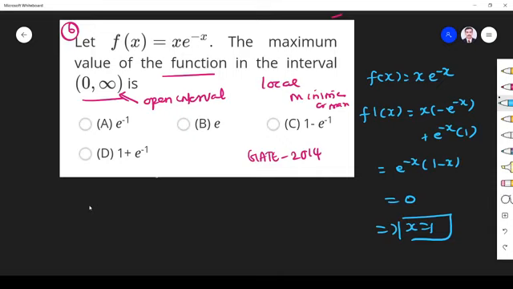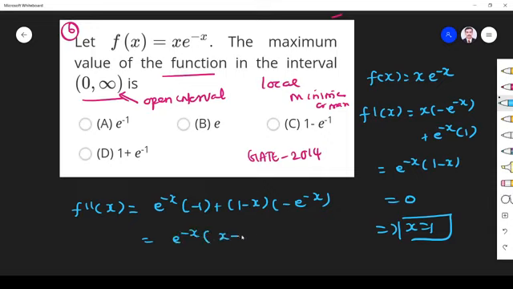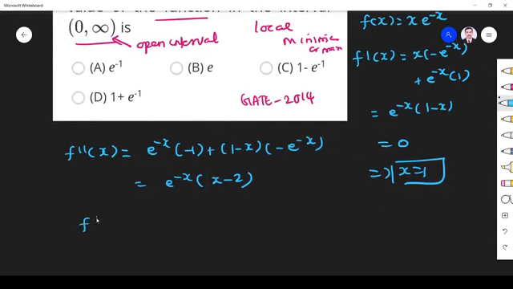Next we have to find the second order derivative, f double dash of x. That will give e power minus x into minus 1, plus (1 minus x) into minus e power minus x, using the UV formula. So it will give e power minus x into (x minus 2). Now I substitute this value to check whether it is maxima or minima. f double dash of 1 is e power minus 1 into minus 1, so surely it is less than 0. So 1 gives the maximum.